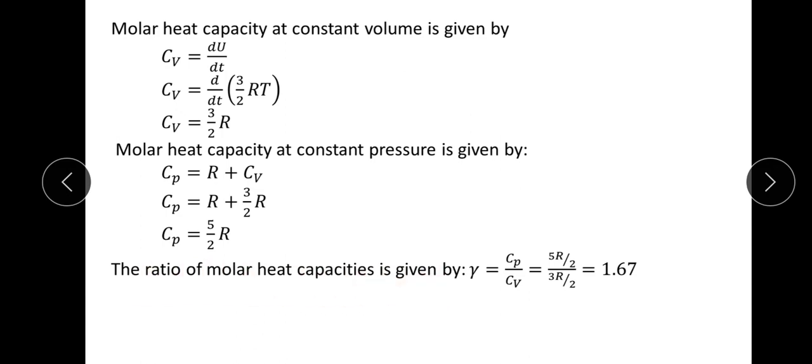Now if we take the ratio of Cp to Cv, it is known as gamma. So gamma is equal to Cp by Cv, which is 5R by 2 divided by 3R by 2. R by 2 and R by 2 get cancelled. So 5 by 3 is equal to 1.67. Therefore, using the law of equipartition of energy, first we find the molar heat capacity of a gas at constant volume and then at constant pressure. By taking the ratio of these two, we get gamma as 1.67, which is a constant. You need to remember this. Gamma is equal to 1.67.